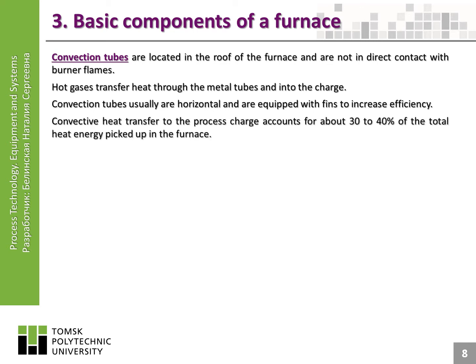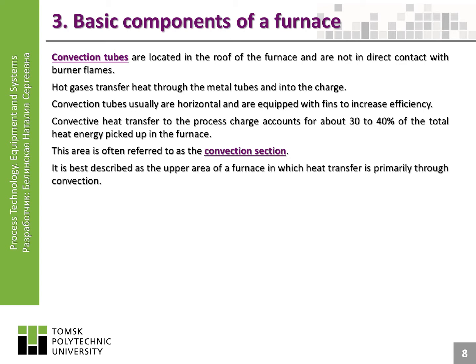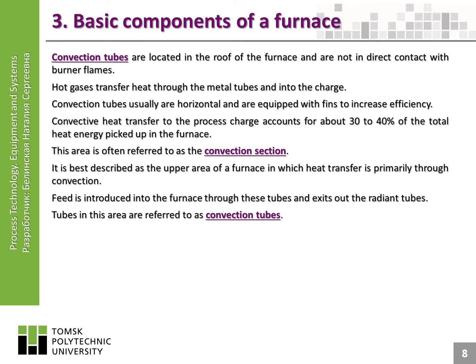Convective heat transfer to the process charge accounts for about 30 to 40% of the total heat energy picked up in the furnace. This area is often referred to as the convection section. It is best described as the upper area of a furnace in which heat transfer is primarily through convection. Feed is introduced into the furnace through these tubes and exits out the radiant tubes. Tubes in this area are referred to as convection tubes.